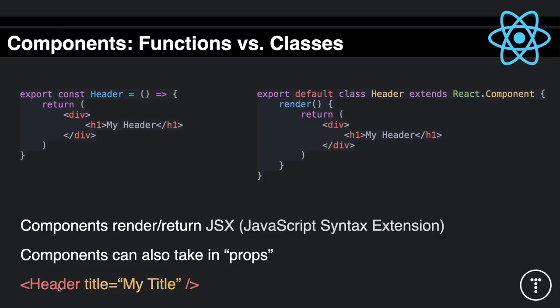So we would just have Header. We can also pass in props, which are basically attributes. So we could pass in a title of whatever we want into the component, and then work with it inside of either the function or the class, whatever we're using.